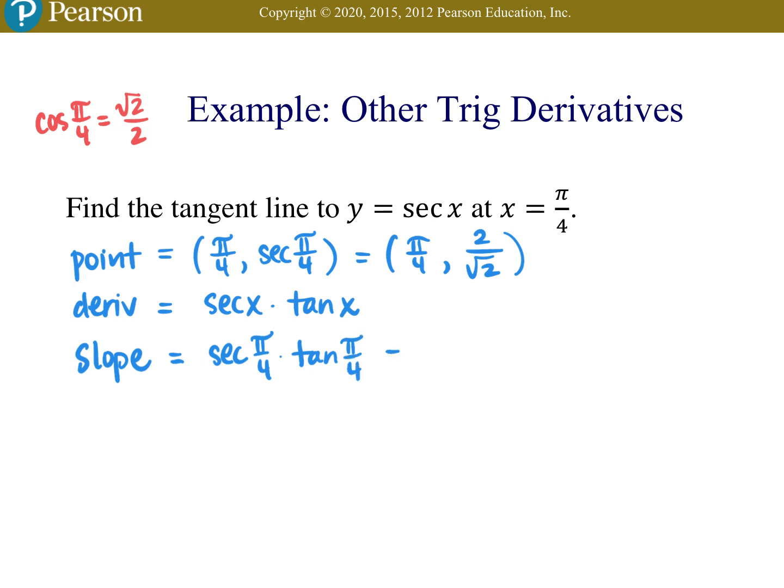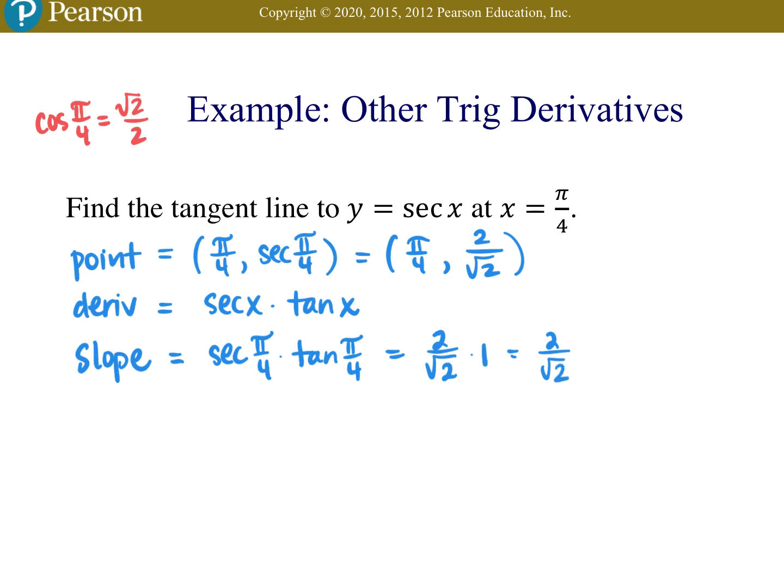All right, so what is the secant of pi over 4? Then you get root 2 times... It's 2 over root 2. It does reduce, yep, but it's more common you're going to see it like that. And then you times it by 1. Good, times by 1. So you'll see 2 over root 2 as our slope as well.